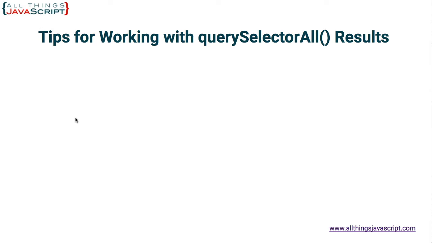QuerySelectorAll returns a node list, which is like an array, but it isn't. It is a different type of object. So we are going to look at some tips for working with a node list, the results of the QuerySelectorAll method. Usually you use a loop to move through the results of QuerySelectorAll. But here is what we're going to look at as another way to work with those results.